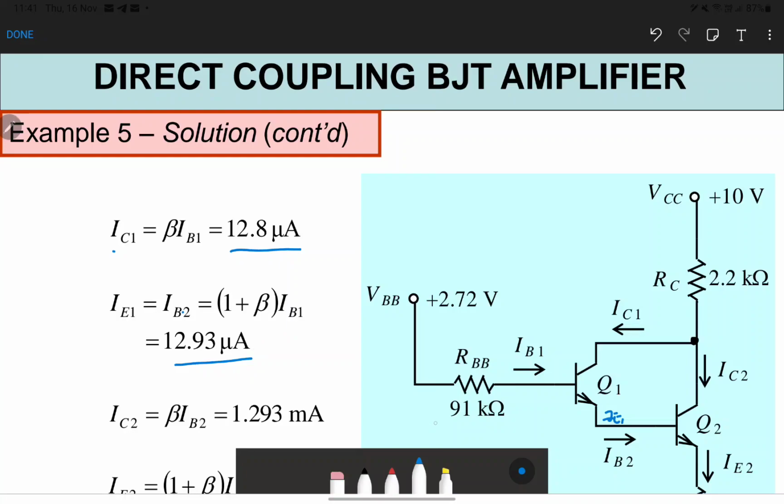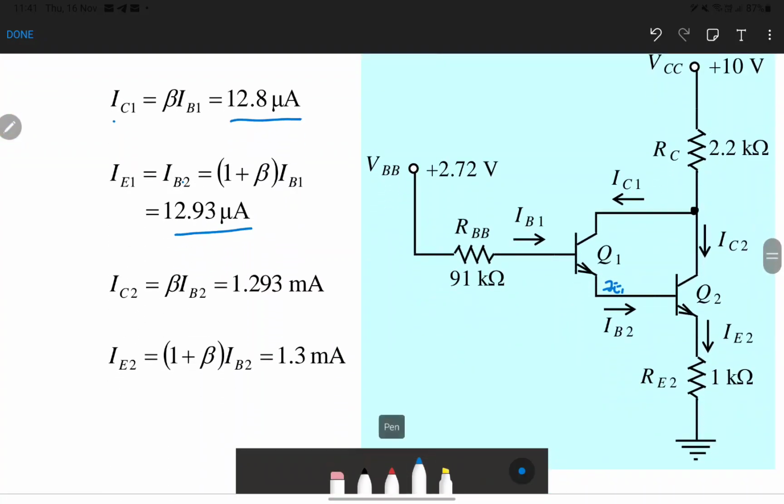12.93 microampere. Okay. Now after you got the IB2, you can find IE2 and IC2. So for the IC2 equal to beta IB2, by replacing the value IB2 and value beta, then you got the new value of IC2 is 1.293, and for the IE2 is equal 1 plus beta IB2, you got value for 1.3 milli.